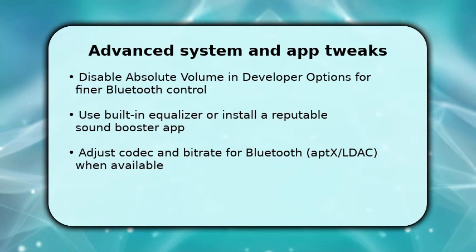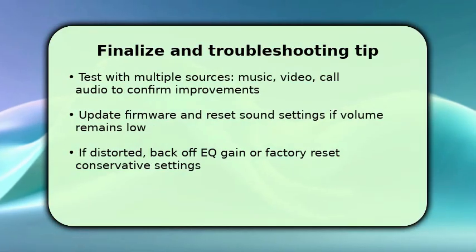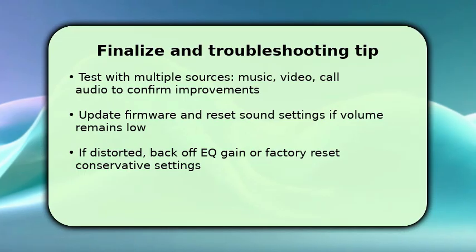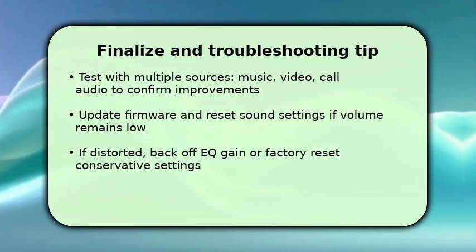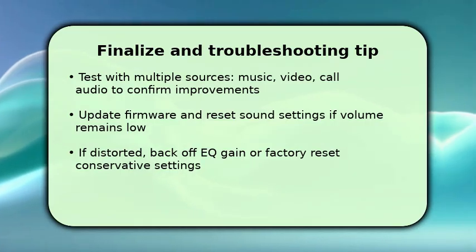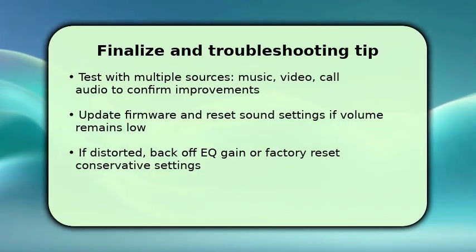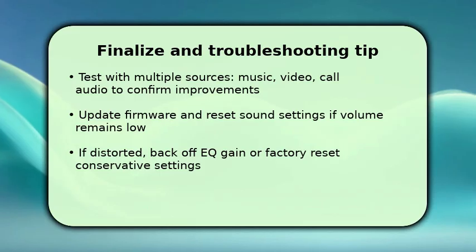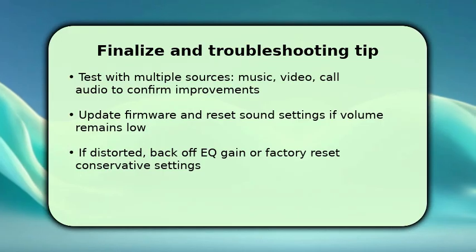Finish by verifying across use cases. Play music, stream a video, and make a call to confirm louder, clearer audio. If you still see limits, update system firmware and reset sound settings to clear misconfigurations. Often software fixes restore proper gain. If your output becomes distorted, reduce EQ boosts and lower any app gain. Distortion means you've exceeded the speaker's headroom. As a final troubleshooting tip, if nothing helps, test with an external BT speaker.